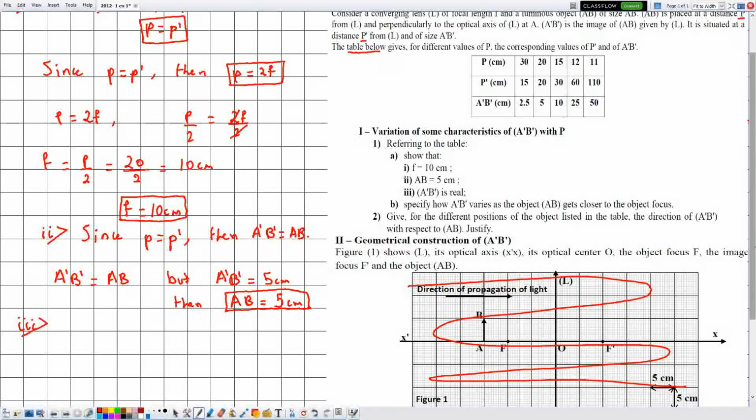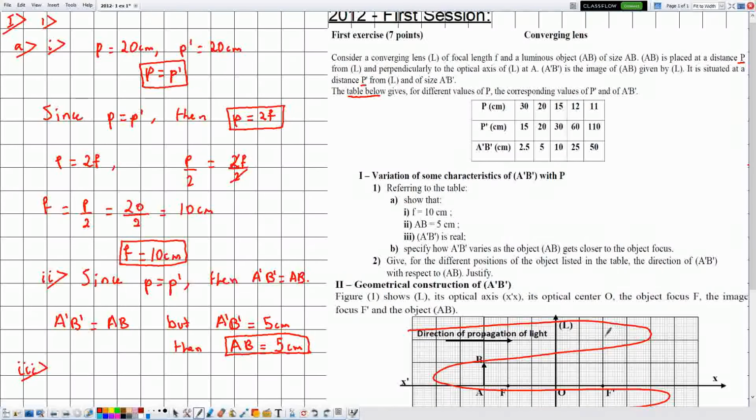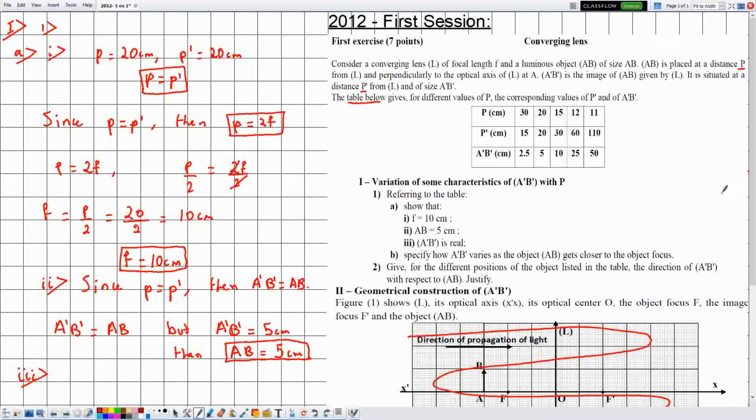I repeat that I'm not allowed to use the graph, and I don't have the image in this graph, so I cannot say that the image is inverted with respect to the object, therefore it is real. And they didn't tell me here in the text that the image is collected on screen to say that the image is real. Okay, then I need to find another method.